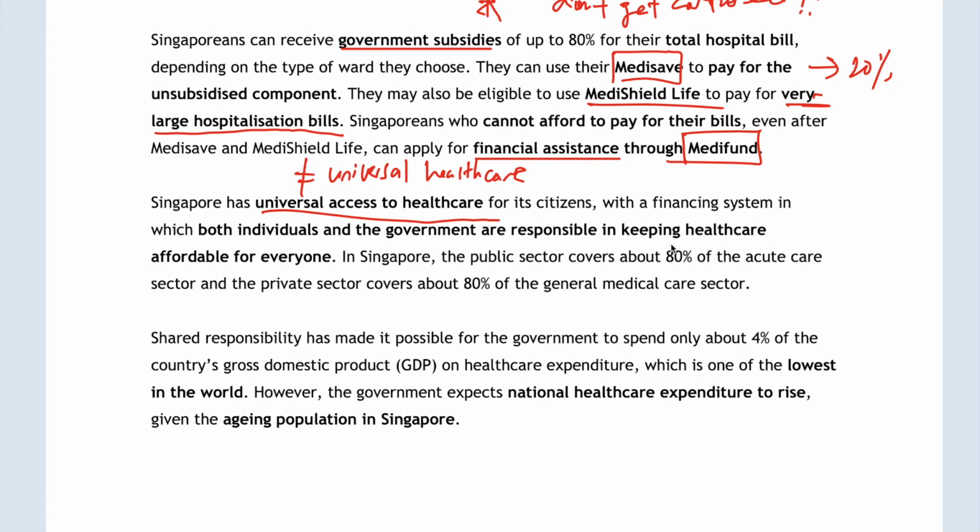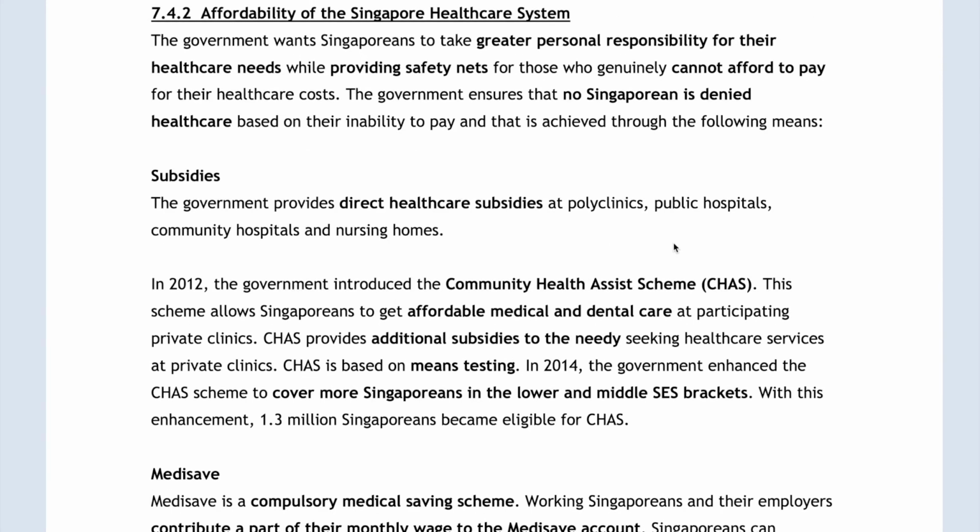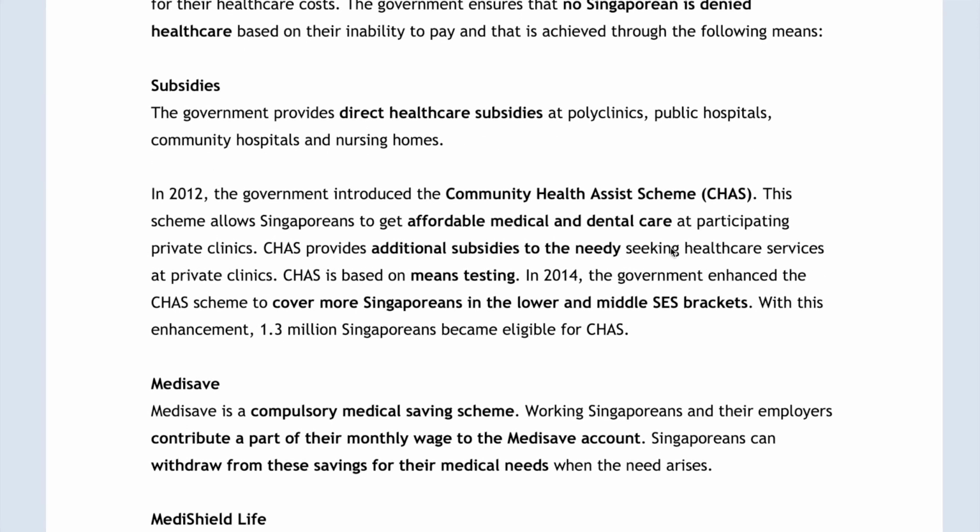But as the aging population increases, we expect healthcare expenditure to rise, because with more people getting older and older, they will naturally require more healthcare services. So these are the things that we'll talk about, making it affordable for everybody. The government wants Singaporeans to take personal responsibility while at the same time not leaving those that really cannot afford it to die. Nobody should be denied healthcare, right? So how do we do this?